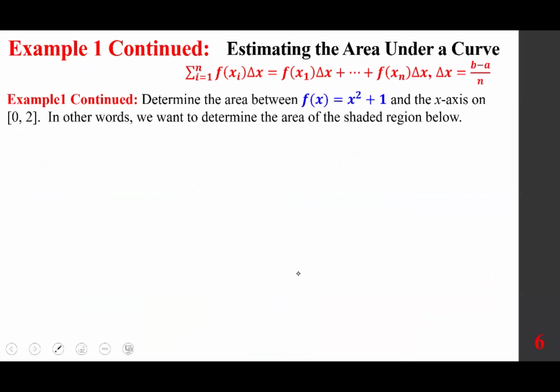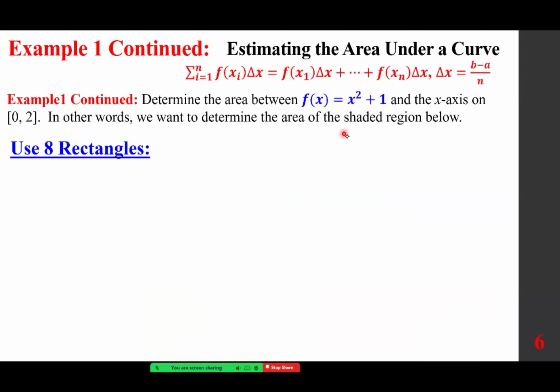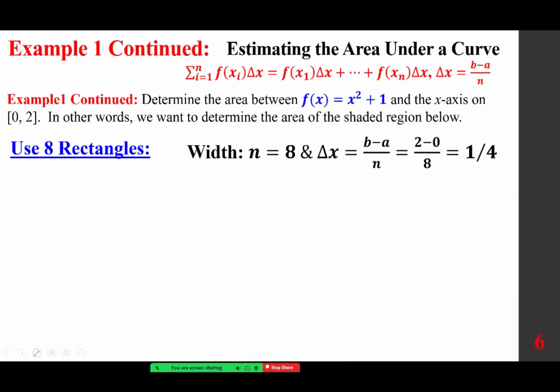We're going to continue with the same question. We want to determine the area between f of x equals x squared plus 1 and the x-axis, from 0 to 2. In other words, we want to determine the area of the shaded region. This time we're going to use 8 rectangles, in which case b minus a, 2 minus 0, is still 2, but divided by 8 makes it 1/4 or 0.25. So we are making the width smaller.